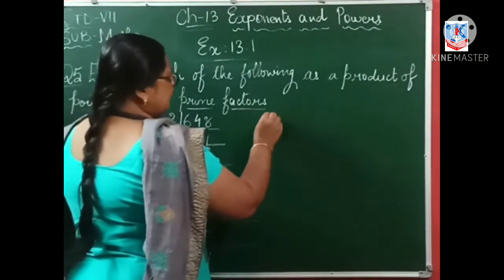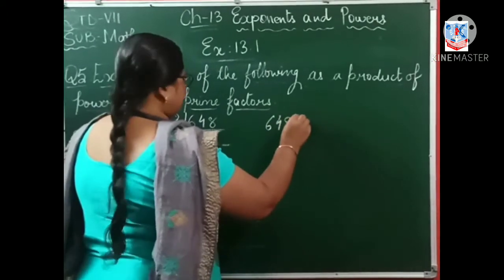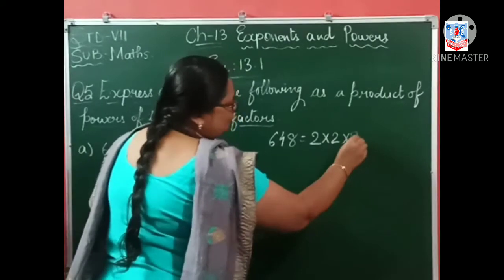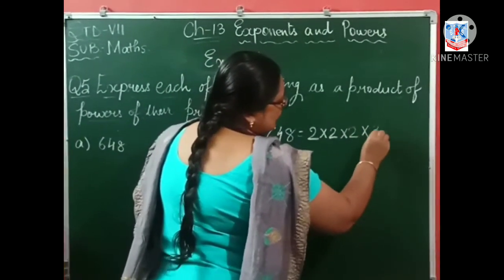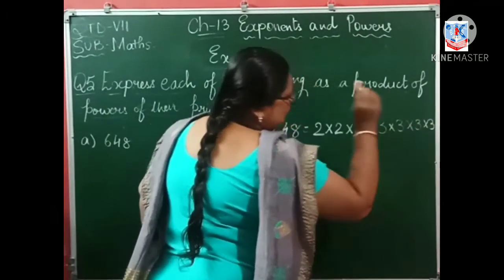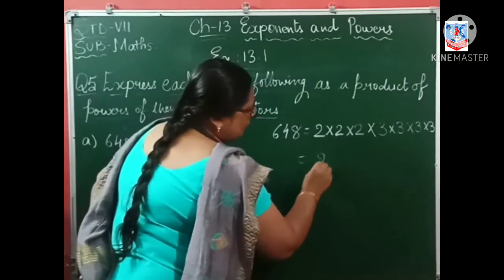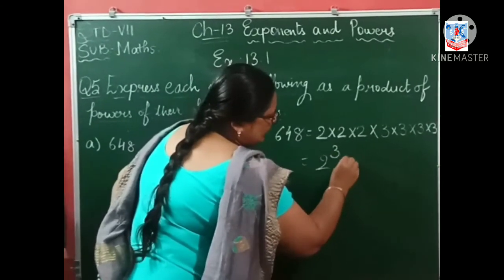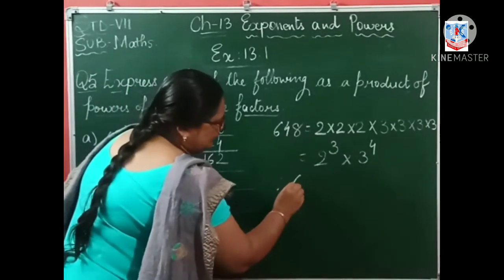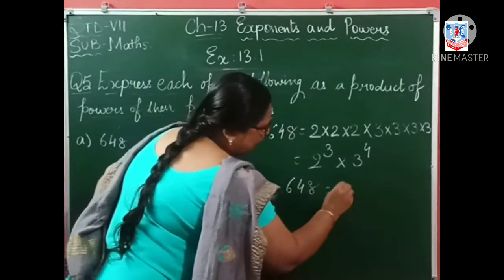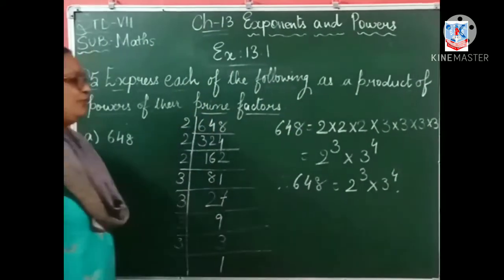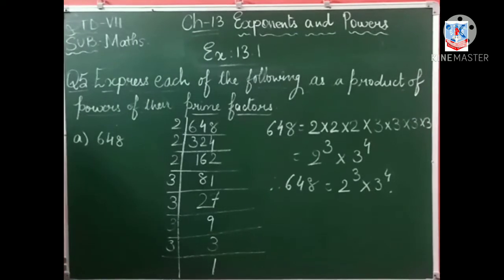So how will we write? 648 is equal to 2 into 2 into 2 into 3 into 3 into 3 into 3, which is equal to 2 raised to the power 3 into 3 raised to the power 4. Therefore, 648 is equal to 2 raised to the power 3 into 3 raised to the power 4. We will do the sum.